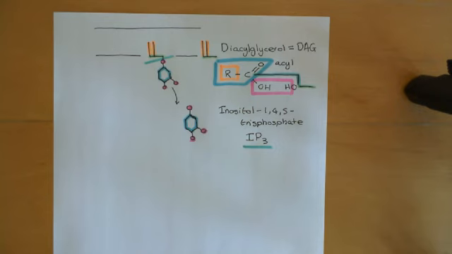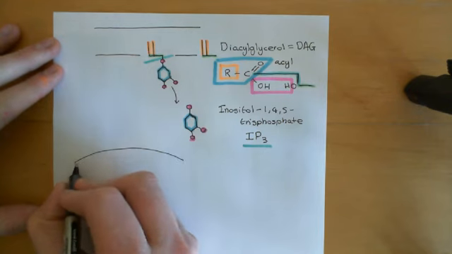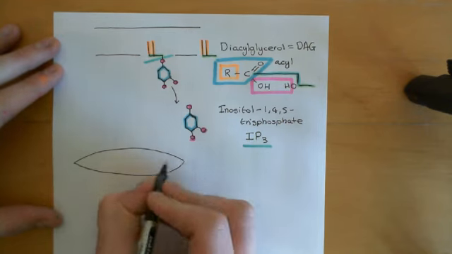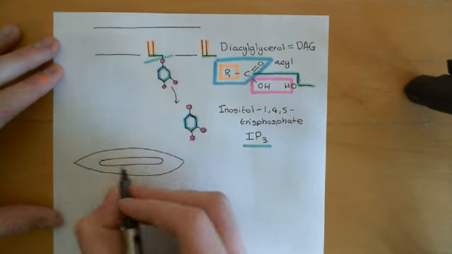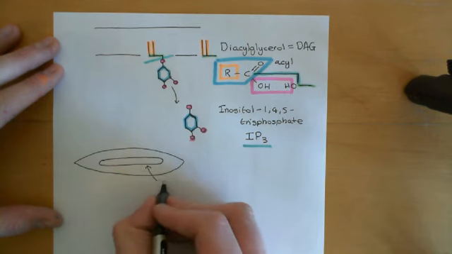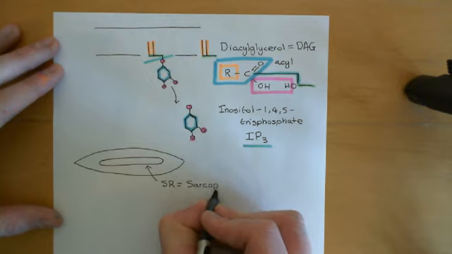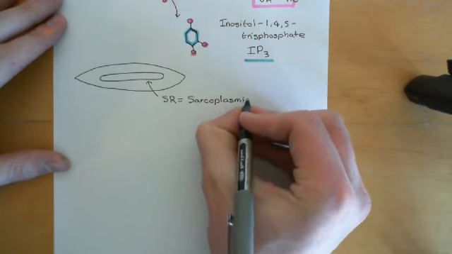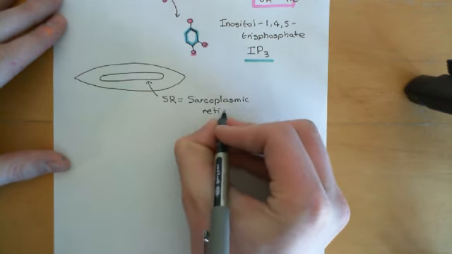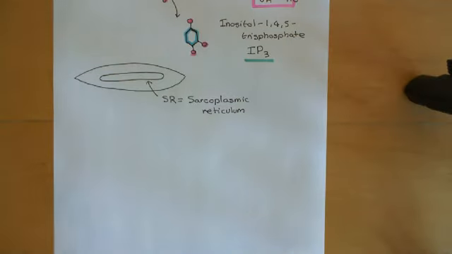Well, it's going to activate IP3 receptors in the membrane of the sarcoplasmic reticulum. So if I draw the entire smooth muscle cell again, a key intracellular organelle within the smooth muscle cells is the sarcoplasmic reticulum here. So this is representing the SR, which stands for the sarcoplasmic reticulum. Now the sarcoplasmic reticulum is the equivalent of the endoplasmic reticulum in a non-muscle cell, but in muscle cells it's got this special name.